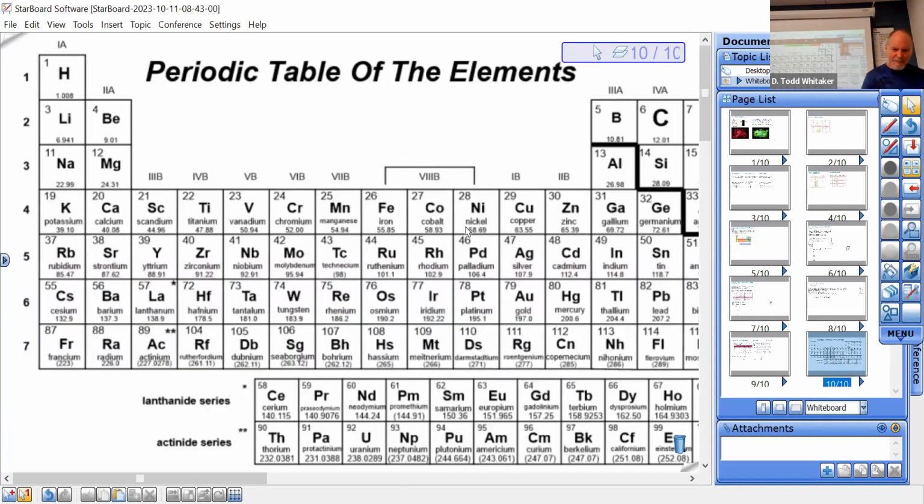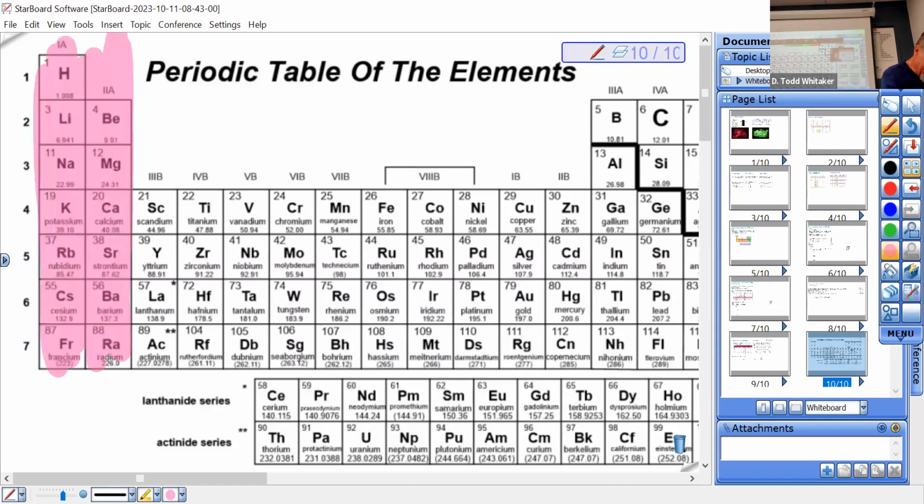And where's the S block? The first two. I'm trying to get my pen going here. There we go. Highlighter. S block in pink is right there. S block. Need a pink pen for that, of course. S block.